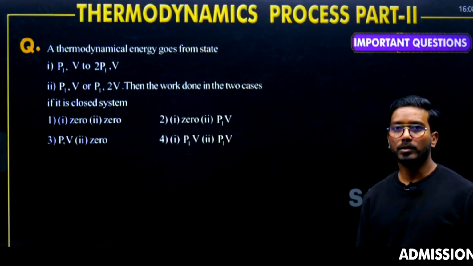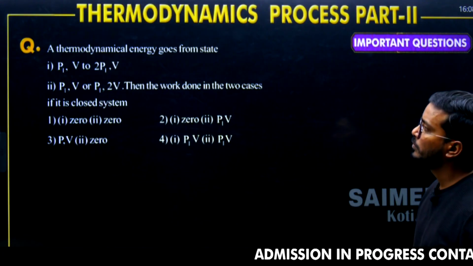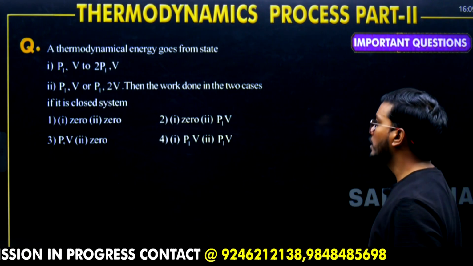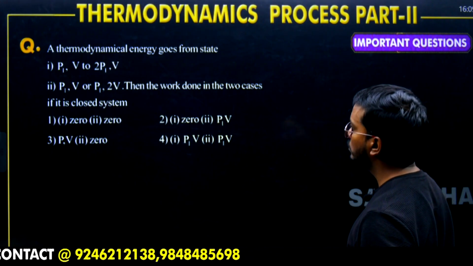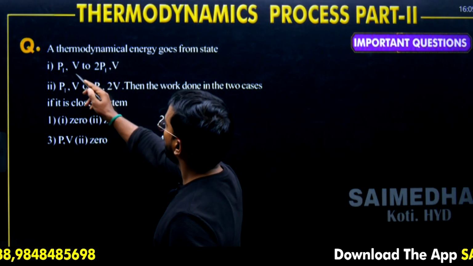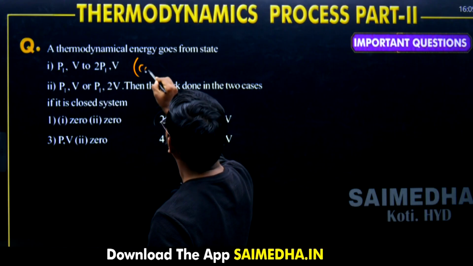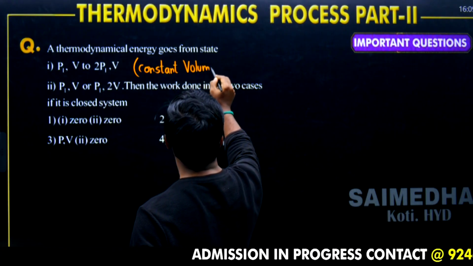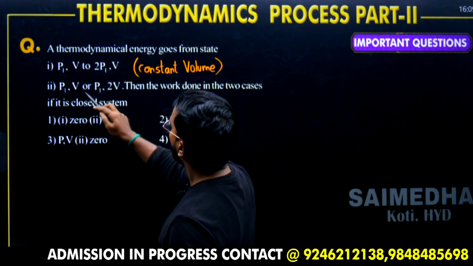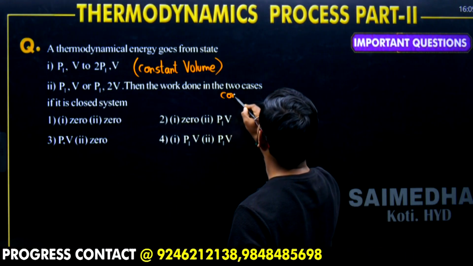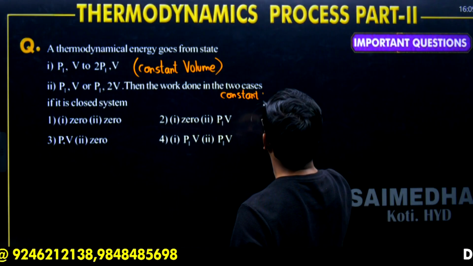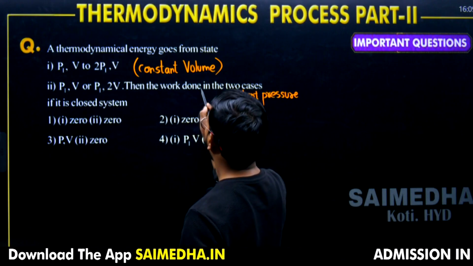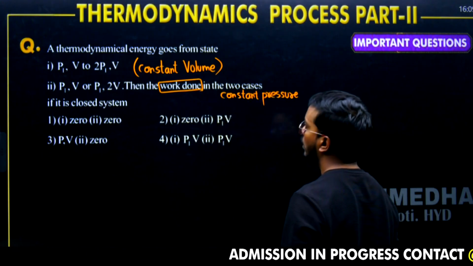Now let's move on with some important questions for the thermodynamic processes part 2. Question number 1, an important question, an expected question in the examination. A thermodynamic system goes from P1, V to P1, V only. That means it is a constant volume process. Then P1, V changes to P1, 2V, that means this is a constant pressure process. The question asked is, what is the work done in these two? It is a closed system.